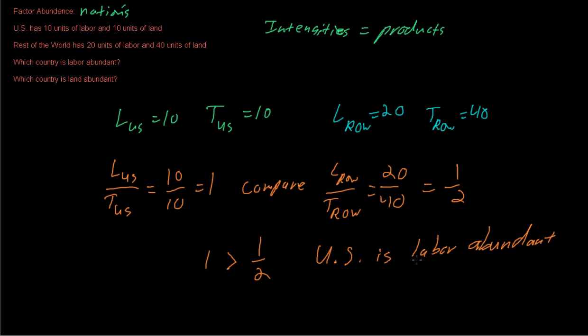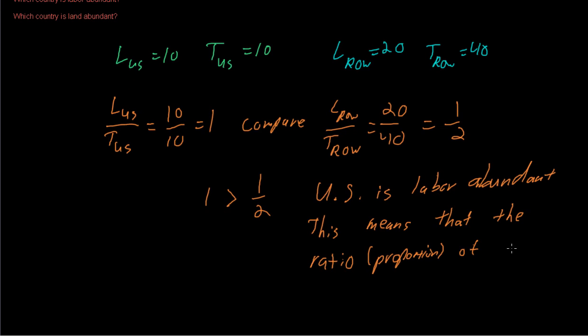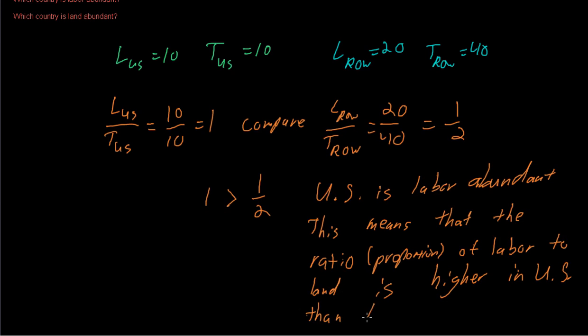I'll go ahead and write this out. So this means that the ratio, the proportion of labor to land, is higher in the US than it is in the rest of the world.